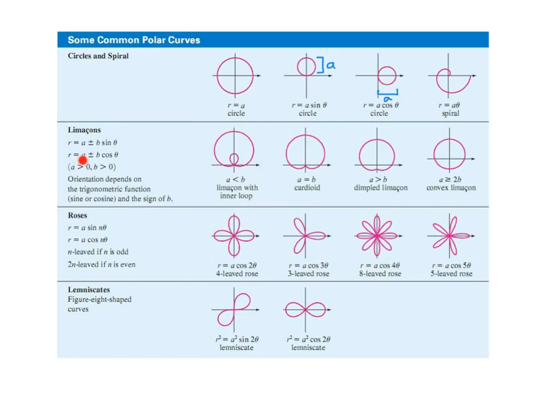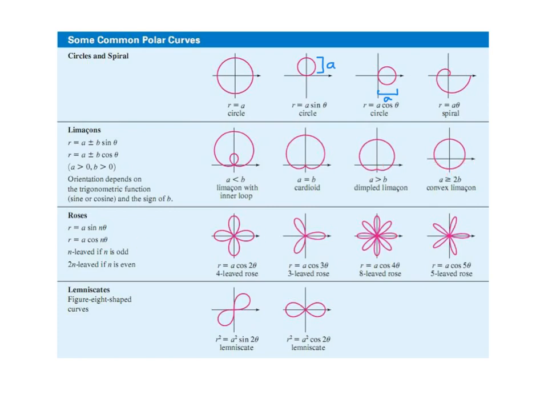If your a value is ever greater than your b value, we get a dimpled limaçon. So you can see that it still comes in. It's still a little bit concave, but it doesn't come to a distinct point like your cardioid. And then if your a value is more than twice your b value, or exactly twice your b value, you actually get a convex limaçon. So it's no longer concave, it's more convex.